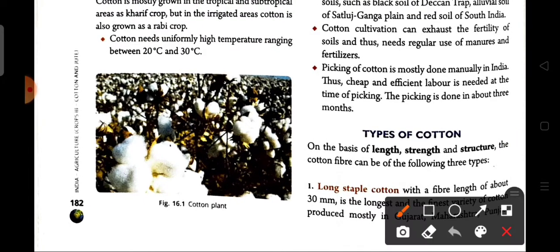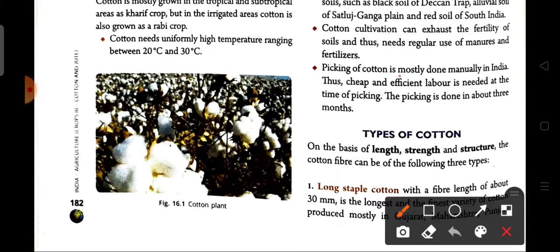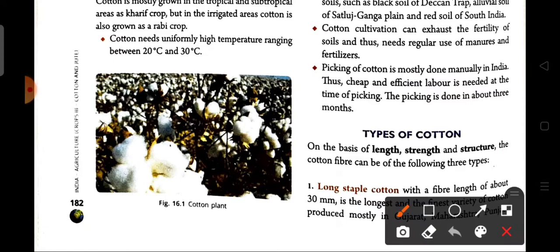Now the picking of cotton is mostly done manually in India. Manually means by humans, and machines are not applied to this type of cultivation. Thus, cheap and efficient labor is needed at the time of picking. The picking is done after about 3 months, so in about 3 months the picking process starts.